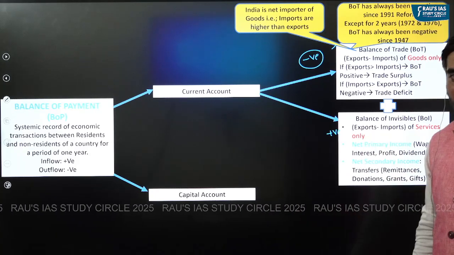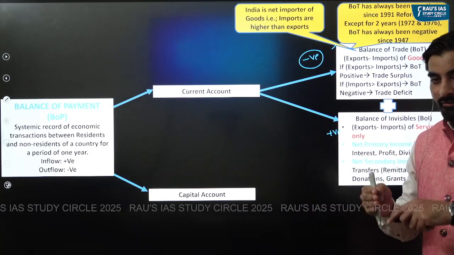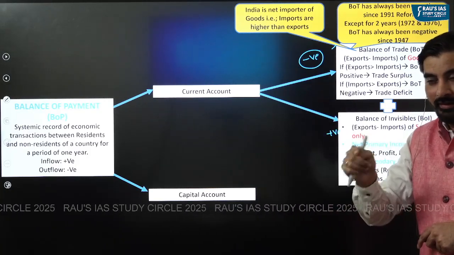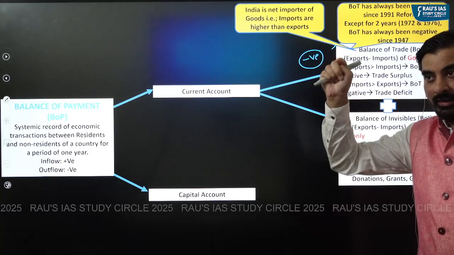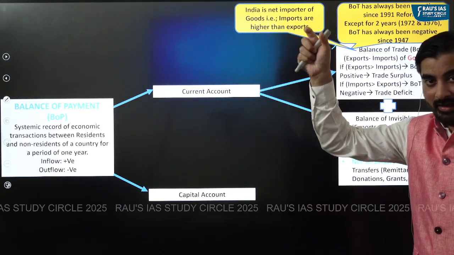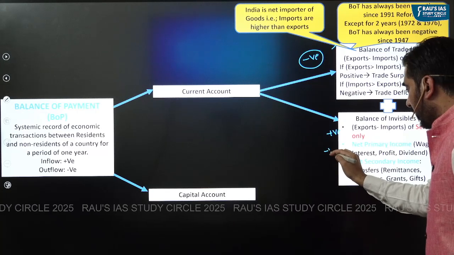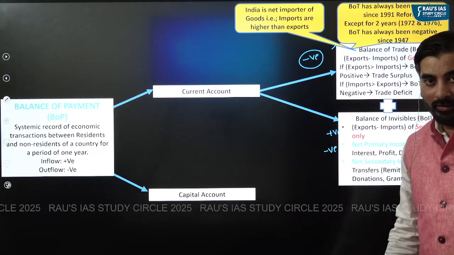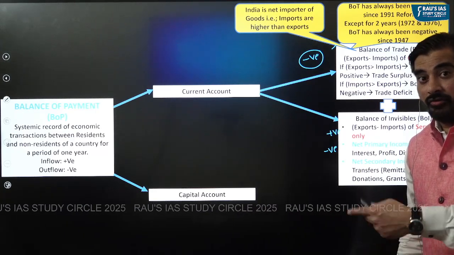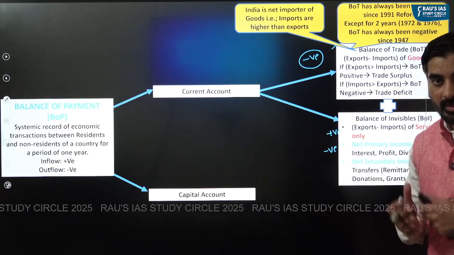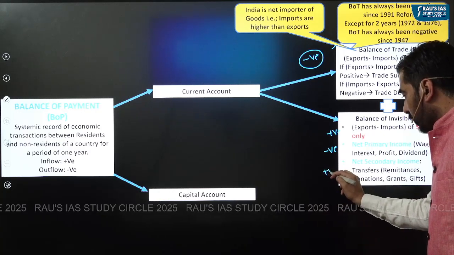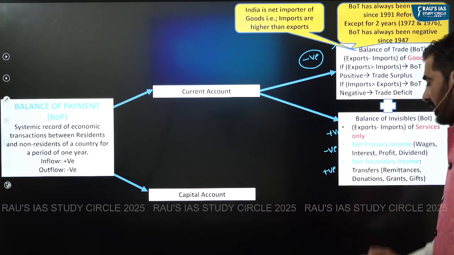If you see net primary income, which we discussed, factor income earned by residents from non-residents minus factor income earned by non-residents from residents, that is net primary income, right? That net primary income for India is usually negative, which means the factor income earned by non-residents from residents is actually more. But the net secondary income for India is actually positive thanks to remittances.